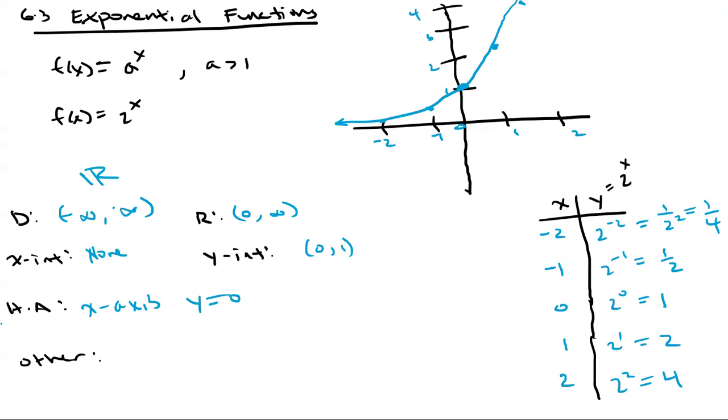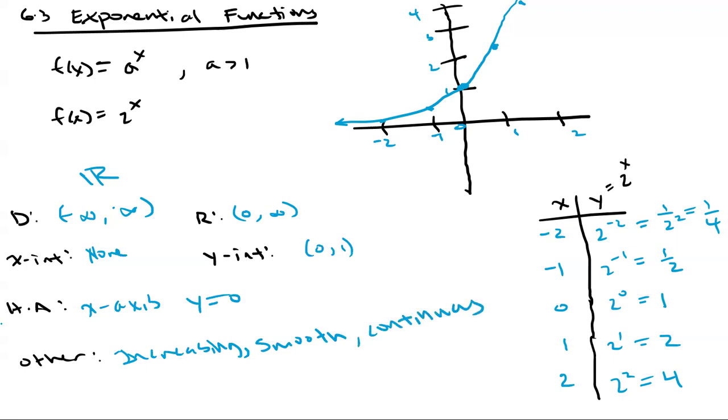Also, notice this graph is increasing like a roller coaster. You're going up, right? So this is an increasing function, and it's smooth. There are no holes or sharp points or anything like that. So it's a smooth graph, which is great when you're going on a roller coaster. And it's also continuous.